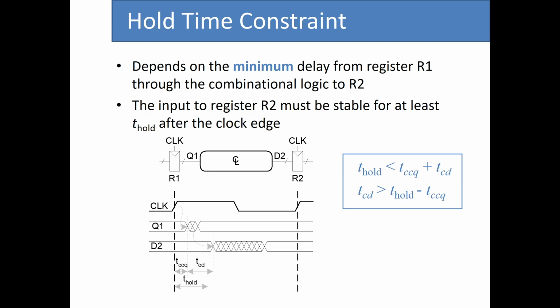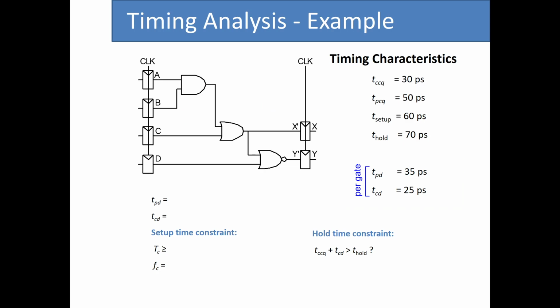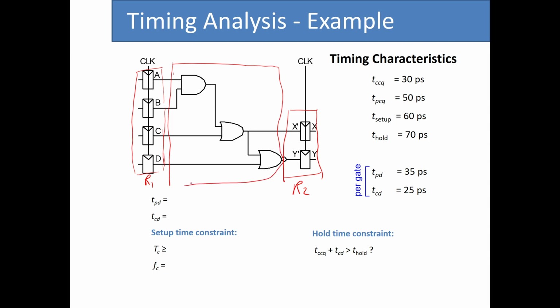So now, based on these constraints that we found for the contamination delay and the propagation delay of the combinational logic circuit that we have between these two registers, let us go over one example. In this example, as you can see here, we have 4 D flip-flops on the left side. So this is R1, and then here we have 2 flip-flops that create R2 for us, and in between we have these 3 gates that create the combinational logic circuit that we had in the generic figure. So this is the combinational logic circuit.